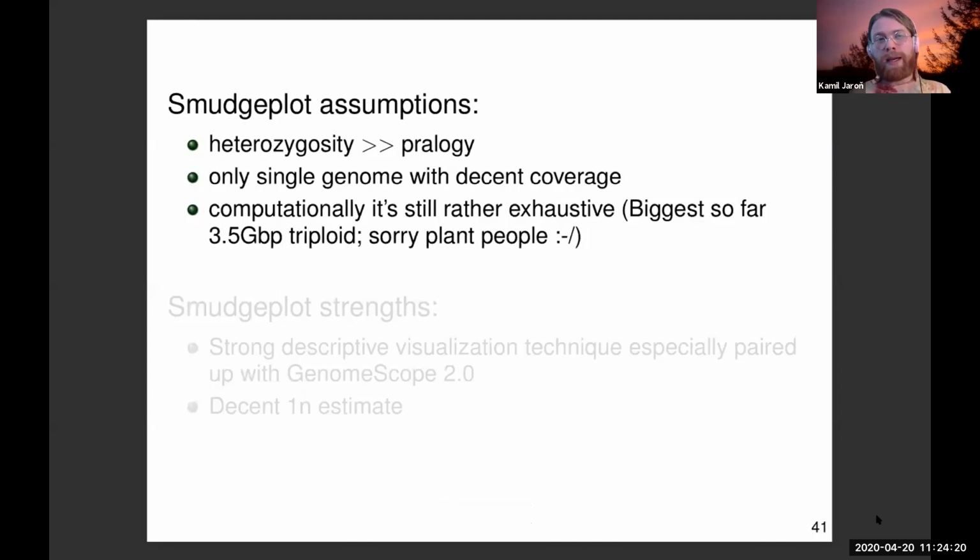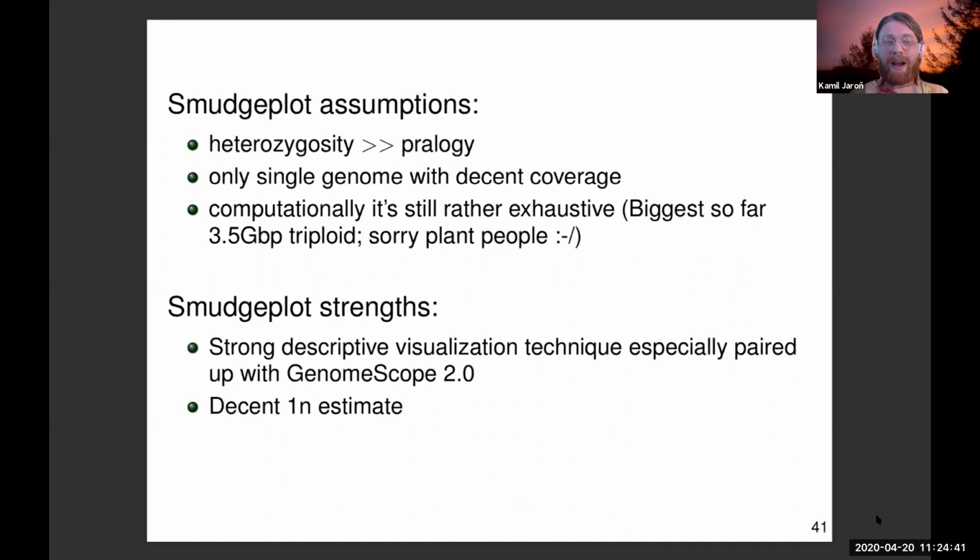Smudgeplot has this big weakness of requiring heterozygosity to dominate paralogy, and it does require a bit more coverage. Computation is still rather exhaustive. The biggest genome we've done so far was 3.5 gigabases, so sorry, I guess it won't satisfy a lot of plant research. However, it's a descriptive visualization tool. It does not lie about your data. It's completely honest, it pairs up very well with GenomeScope, and it does a very decent 1n coverage estimate.